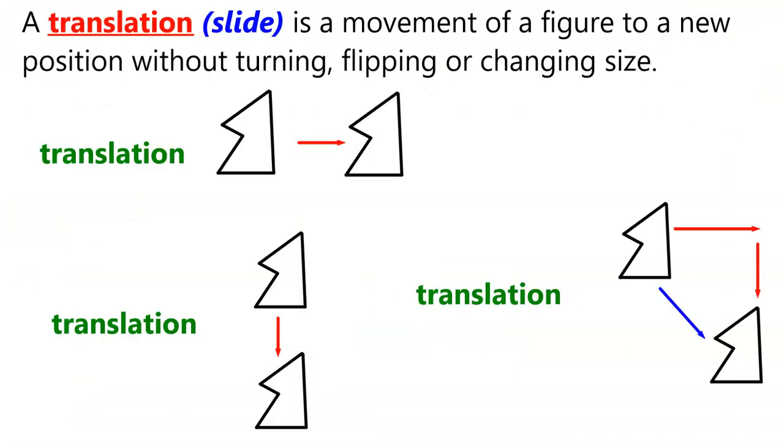All right, let's review what we covered in our previous lesson. A translation is a slide or a movement of a figure to a new position without turning, flipping, or changing size. A translation can move left or right or up and down. It cannot move diagonally. What we see here is actually a combination of two moves: a move to the right and a move down.